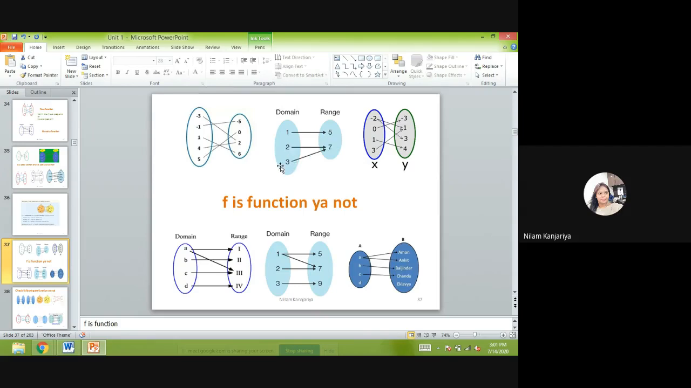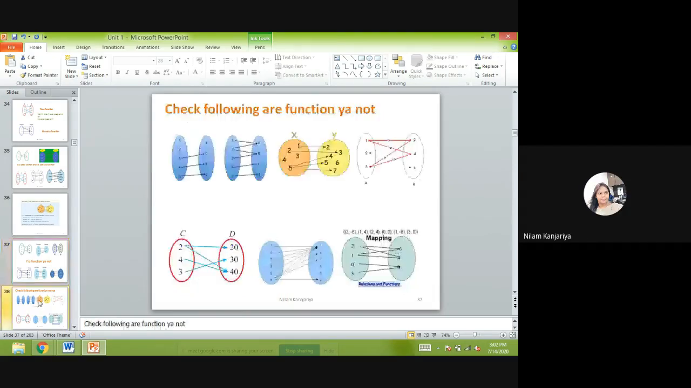7 has only one image, 2. 7 has only one image, 3. 5 has only one image. The remaining, Oman and Ankit, both have the same image. It is not possible. This is the definition of the function. Okay. Check some standard examples here.